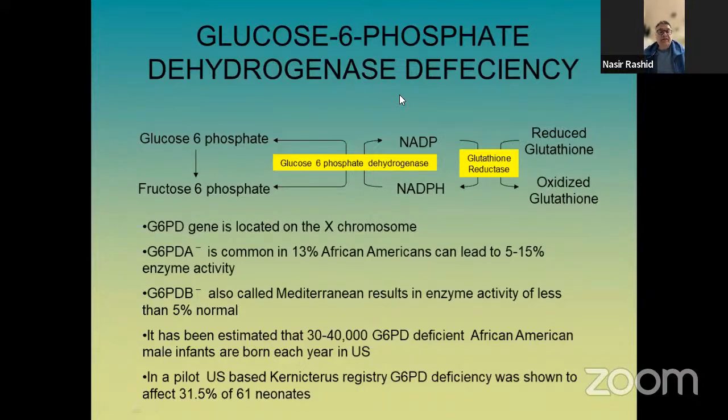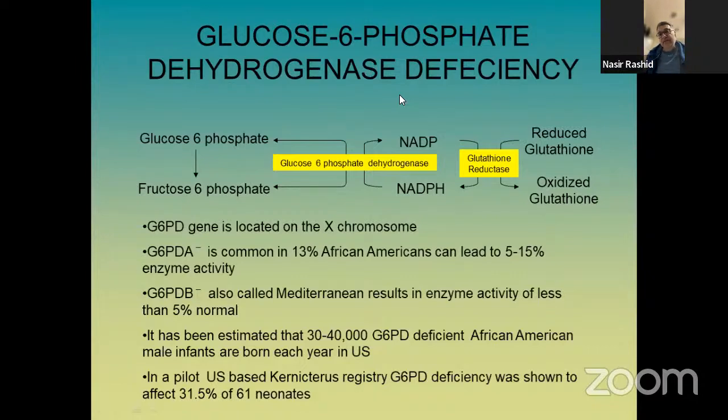To my recall, there are 70 different variants. The most common are G6PD A negative and G6PD B negative. This A negative and B negative is not the blood group type. This is the enzyme type, the G6PD enzyme type. I want everybody to be very clear about it. And it is very common in the United States. About 30 to 40,000 babies are born who are African American, and they have a certain degree of G6PD deficiency.